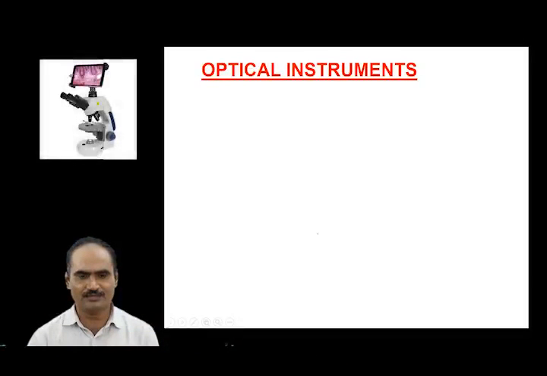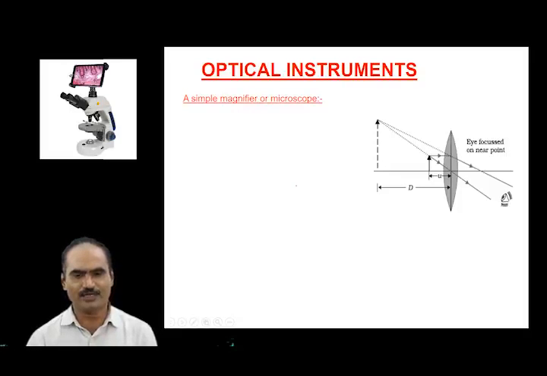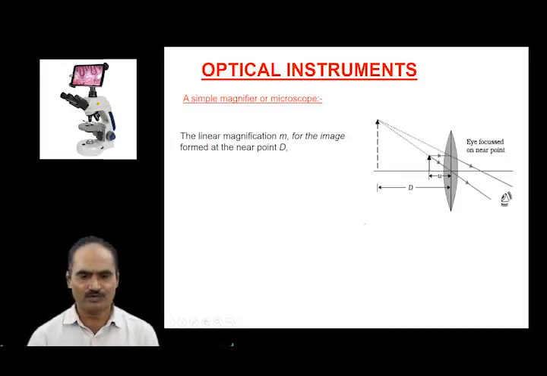Right, after this, we'll go for another topic, that is optical instruments. In the case of optical instruments, the first one is the simple microscope. A simple convex lens or a converging lens is called a simple microscope. In this simple microscope, it will be used as a magnifying glass.